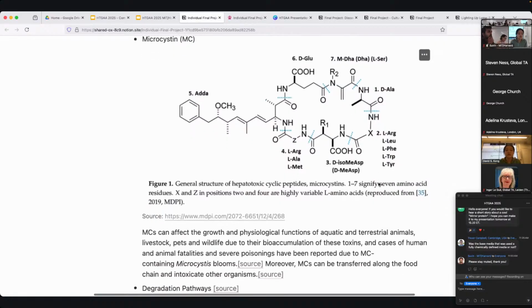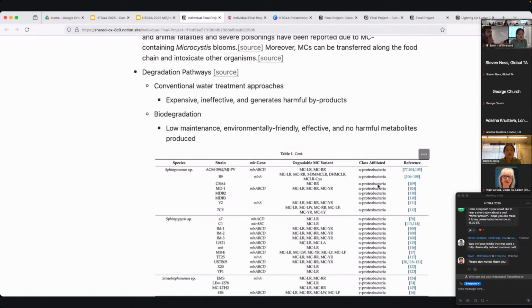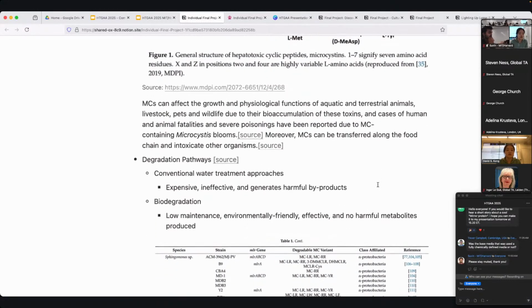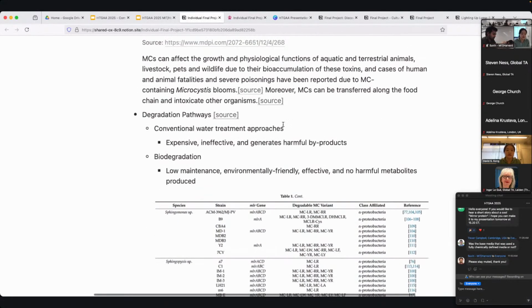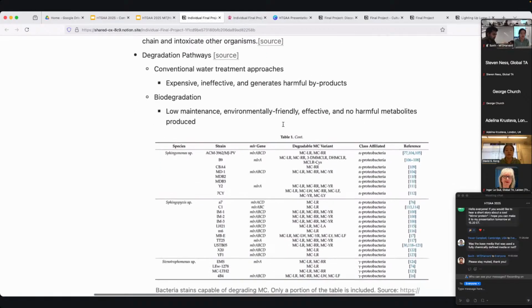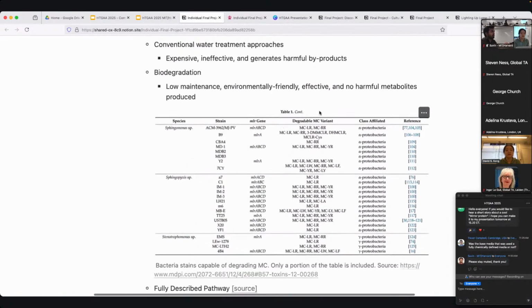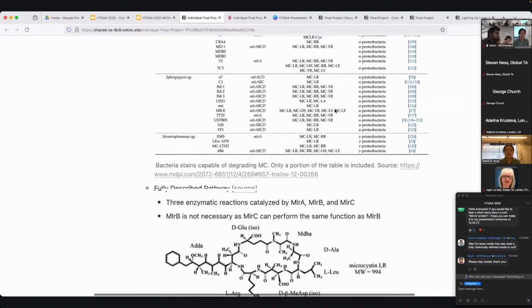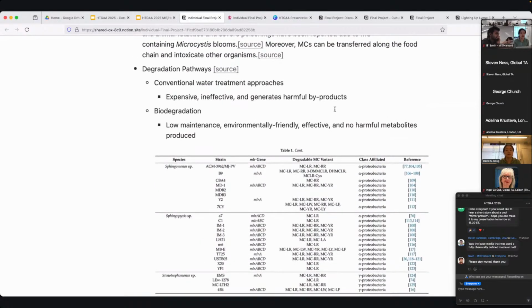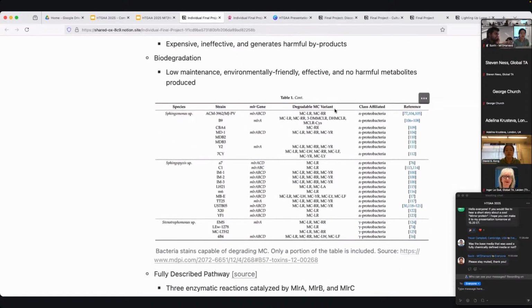And this is the structure of microcystin. Current ways to remove microcystin from water sources are expensive, cannot completely remove the microcystins, and can produce harmful byproducts. However, researchers have identified another way to degrade the microcystin, which is through bacteria. A couple of bacteria strains have been identified that can degrade the microcystin through a couple of enzymes. The biodegradation pathway is more environmentally friendly, easy to use, and also more effective in eliminating microcystins.